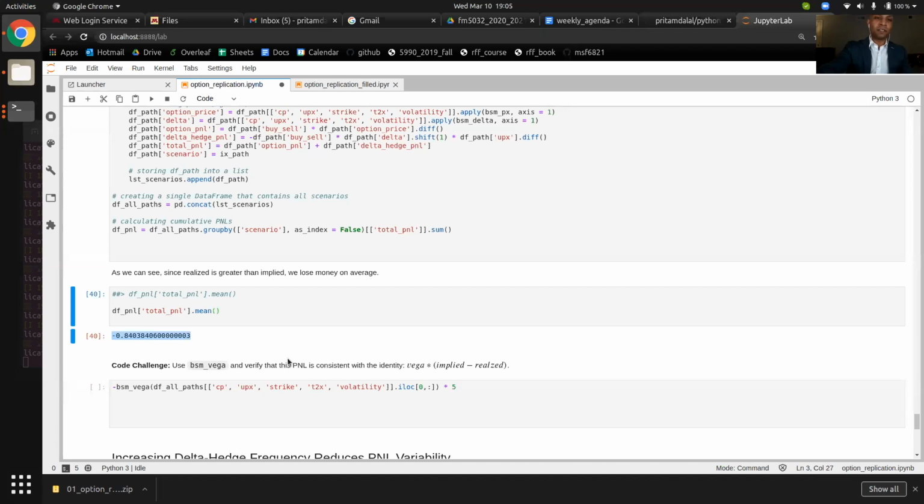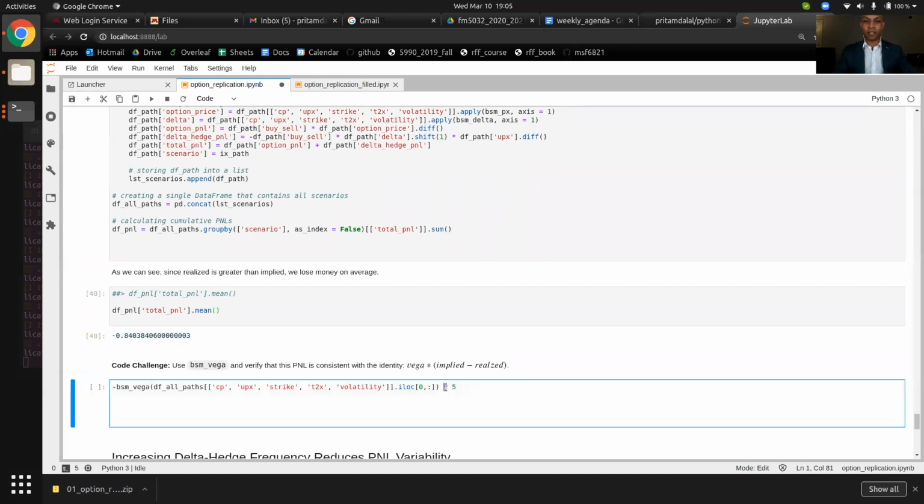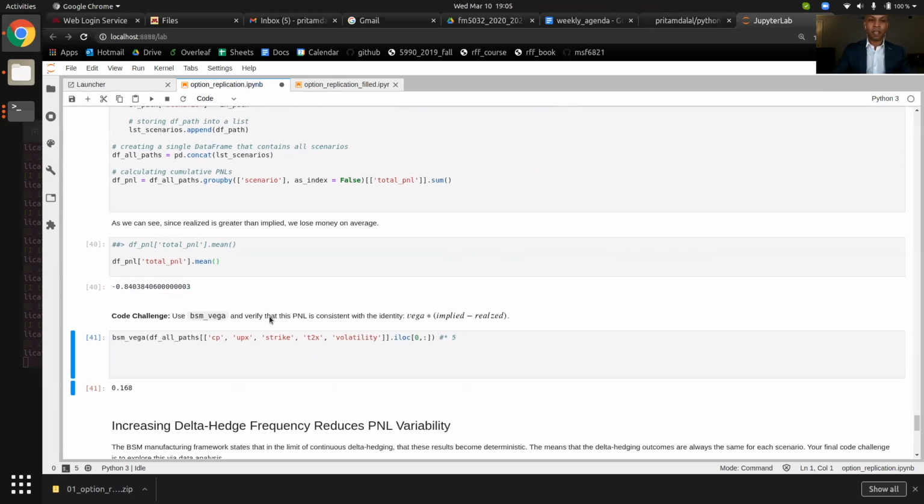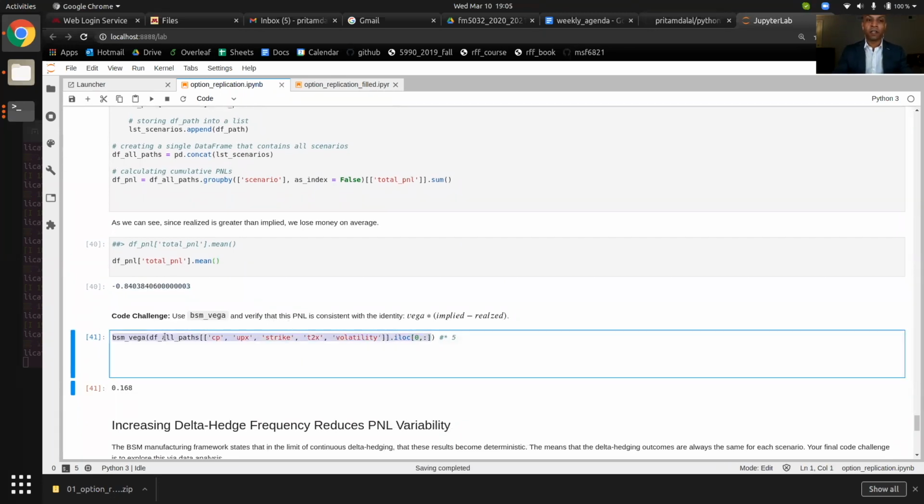The question is, all right, we're losing money. Does the amount of money we're losing make sense? And there's an easy way to check that. If you recall, we have this Vega function, and if we run it for our particular option, which we're effectively doing here, we see the Vega is 0.168.